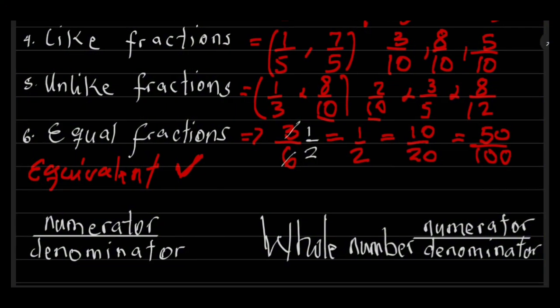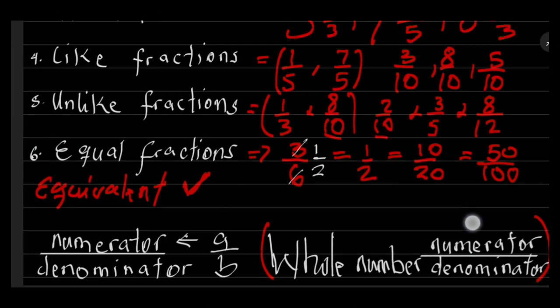Alright, now like I said earlier on, the number on top is what we call the numerator, and the number below is called the denominator. And then whole numbers are also in this form. Mixed fractions are also in this form. We have the whole number, then numerator over denominator, like we saw in the examples.